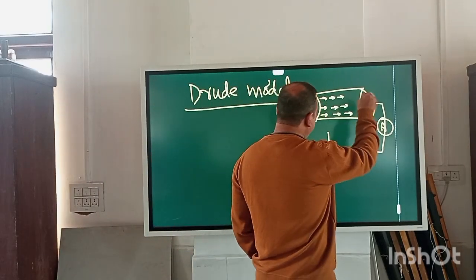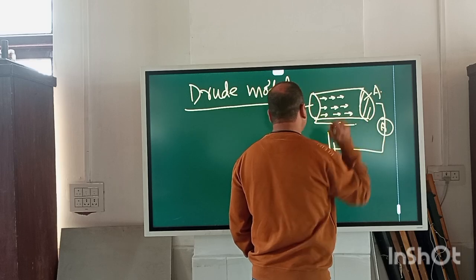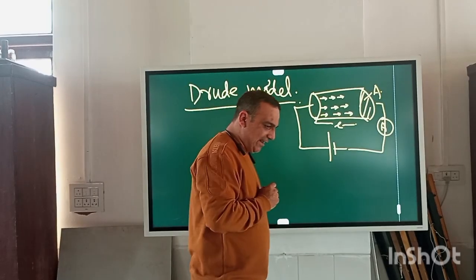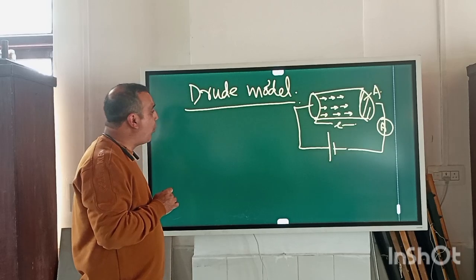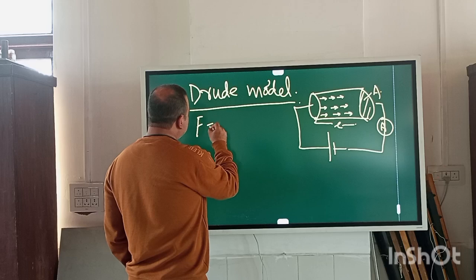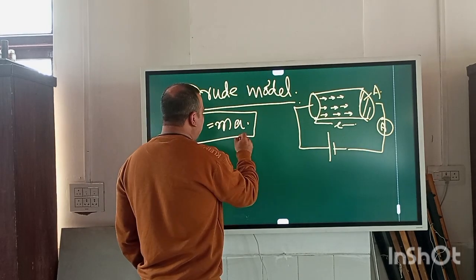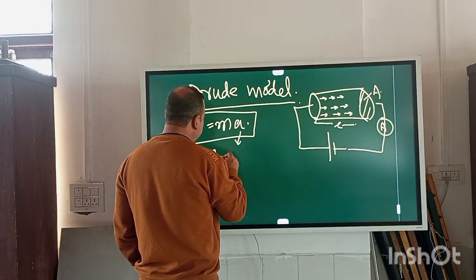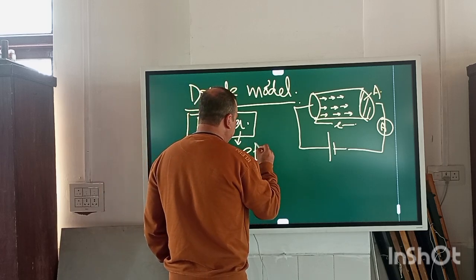So assuming this conductor has length equal to L, and it has an area equal to A. If I talk about one electron, I can think of calculating the force acting on the electron. So F is ma, assuming that m is the mass of the electron and a is the acceleration. So this mass times acceleration is nothing but eE.